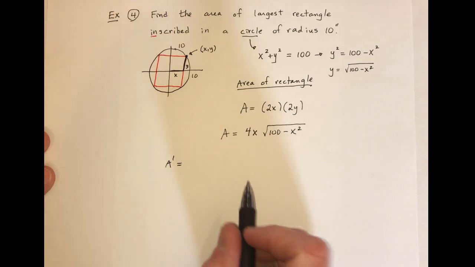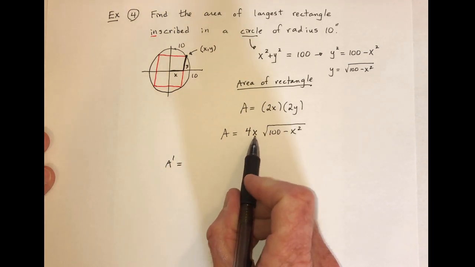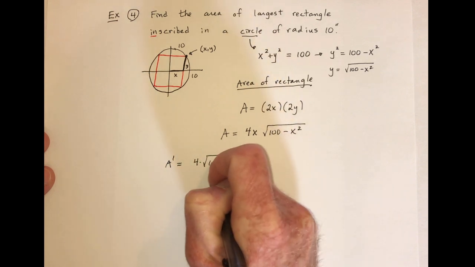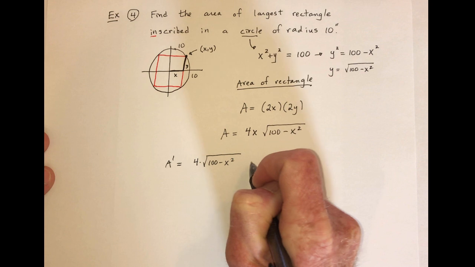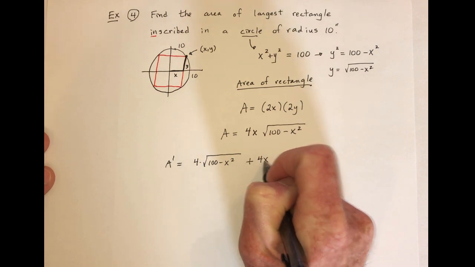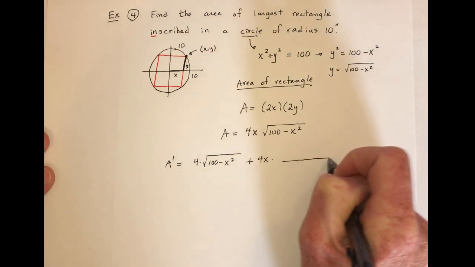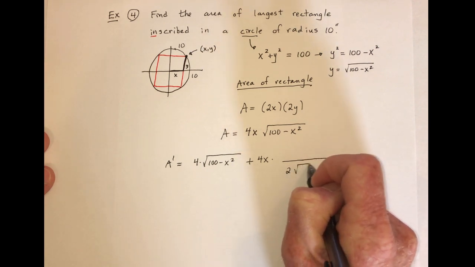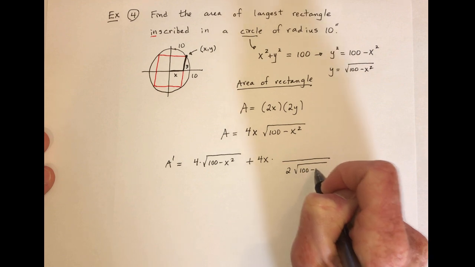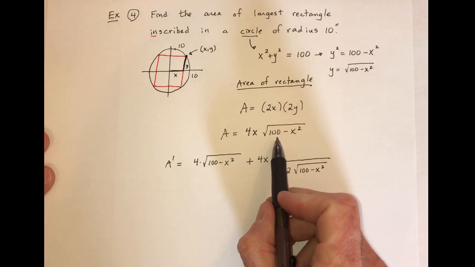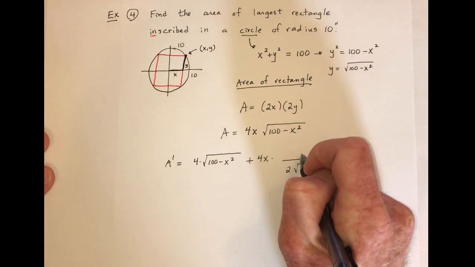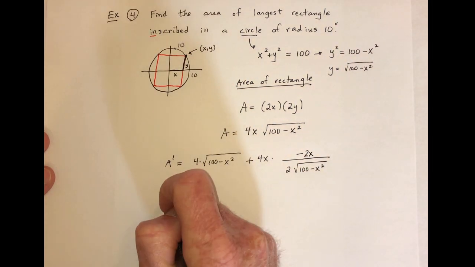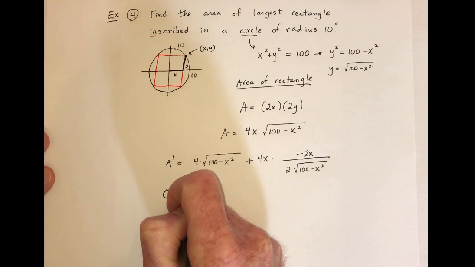Now take the derivative. For that, use the product rule. The derivative of 4x will just be 4, and then leave the square root alone, plus 4x, and now take the derivative of the square root function, which is 1 over 2 times the square root function. And then don't forget the chain rule. The derivative of the inside will be negative 2x. And then set the derivative equal to 0.